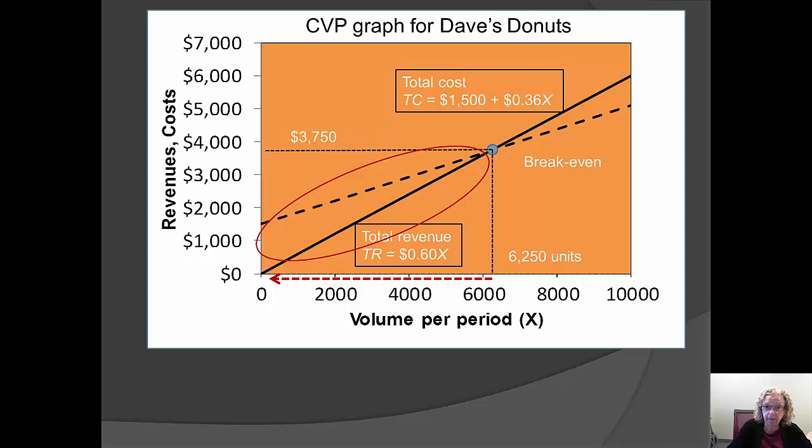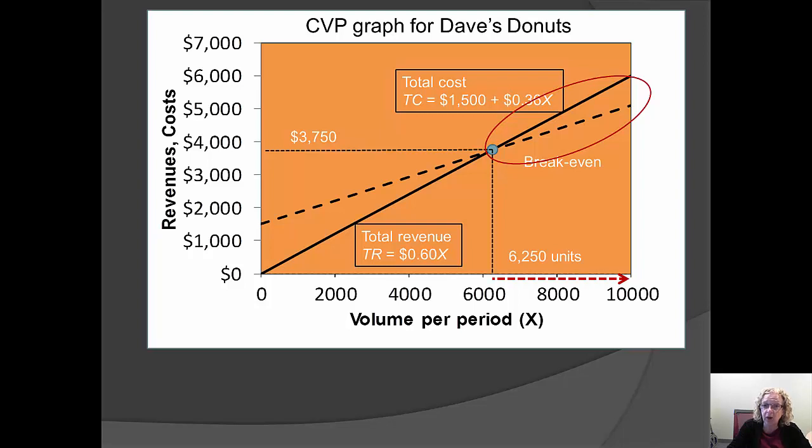On the other hand, above break even is our area of profitability. And the farther away we are from break even, the more profit we generate because our fixed costs are fixed. Once we cover them, we get to keep 24 cents of contribution margin for every additional donut sold. So our profit gets bigger and bigger the more units we sell above break even.